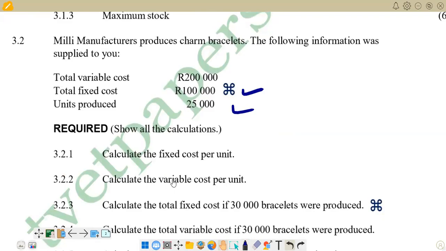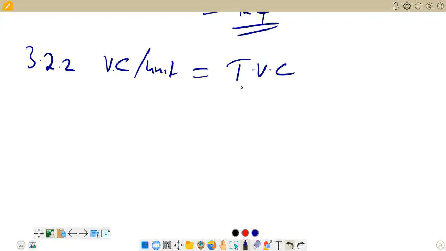We have now calculated the variable cost per unit again. It's per unit, so we're going to divide by the total number of units, which is 25,000 again. Then it's going to be our numerator, our denominator. Our numerator is total variable cost. So according to the question, total variable cost is 200,000. So obviously now this is the variable cost per unit. This is 3.2.2. So this is variable costs per unit, and we are saying it's total variable costs that you are given over number of units. Here's our formula.